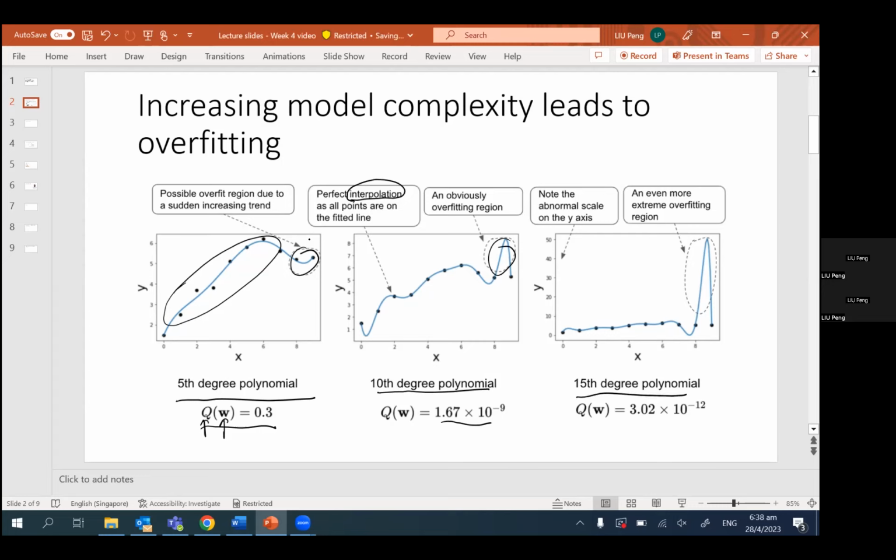We continue, and this overfitting phenomenon becomes more obvious. It's even more extreme, and the cost is even smaller. That's something we want to avoid: letting the model overfit the data.